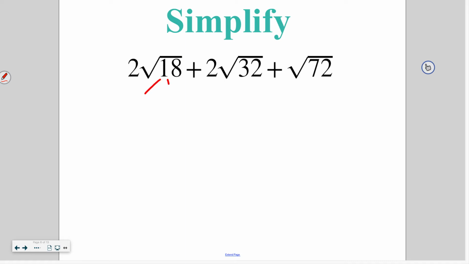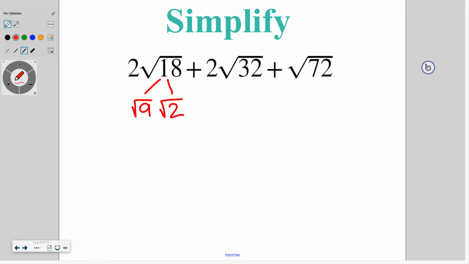So 18 can go to the square root of 9 and the square root of 2. Now we want to check, can 32 use either of those? 32 has the square root of 2 in it, so I can take the square root of 16 and the square root of 2. Then we're going to go ahead and look at the last piece. 72 can be broken down into the square root of 36 and the square root of 2.